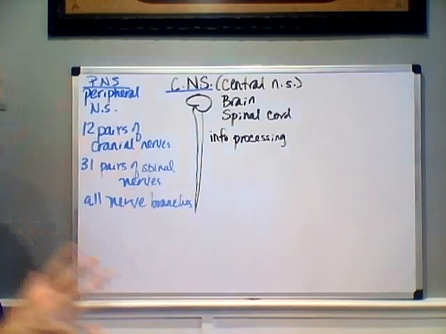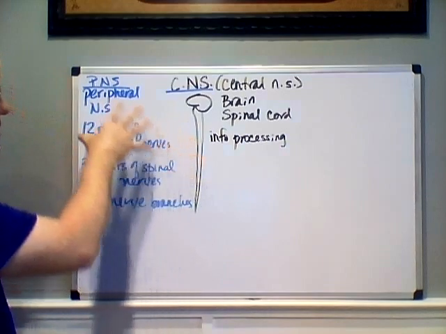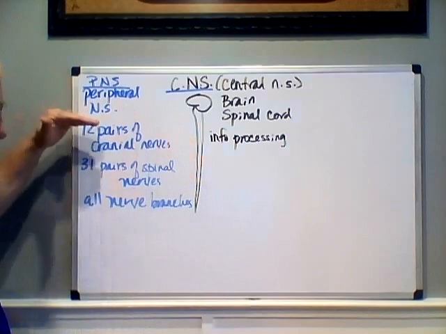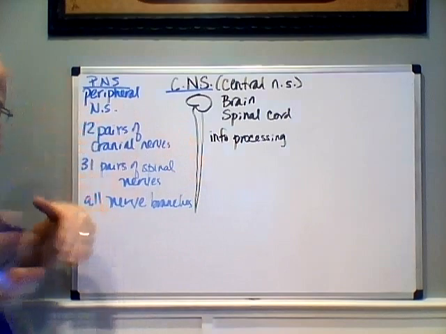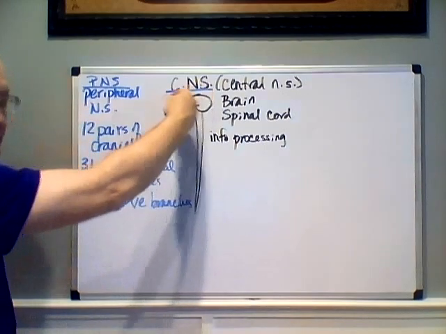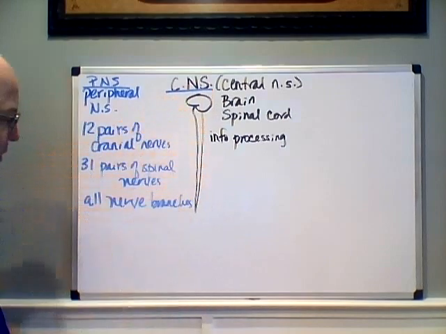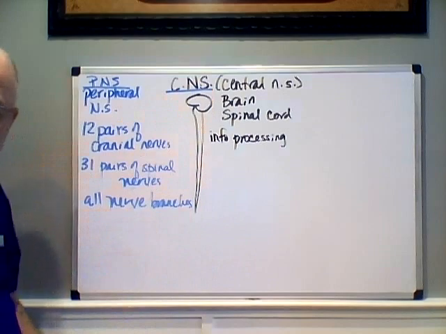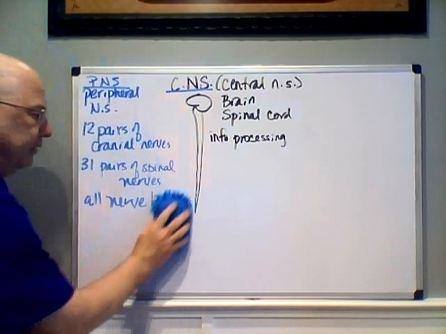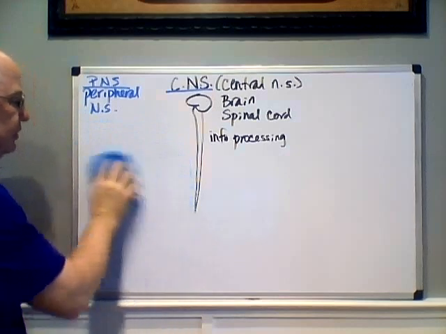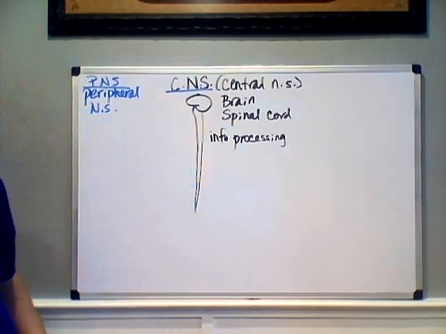So now that we have this information down, I'm going to erase part of this peripheral nervous system. You need to know there's 12 pairs of cranial nerves, 12 on the right side and 12 on the left side that come off the cranium and out the skull. There's 31 pairs of spinal nerves coming off the spinal cord, and then all the nerve branches. Now, let me erase this. And I want to talk about the peripheral nervous system because the peripheral nervous system has 2 subdivisions.